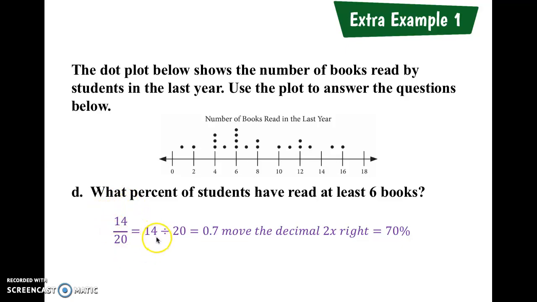We would divide. 14 divided by 20 gives us 7/10. Remember, we have to move the decimal 2 times to the right, which means 70% of the students have read at least 6 books.